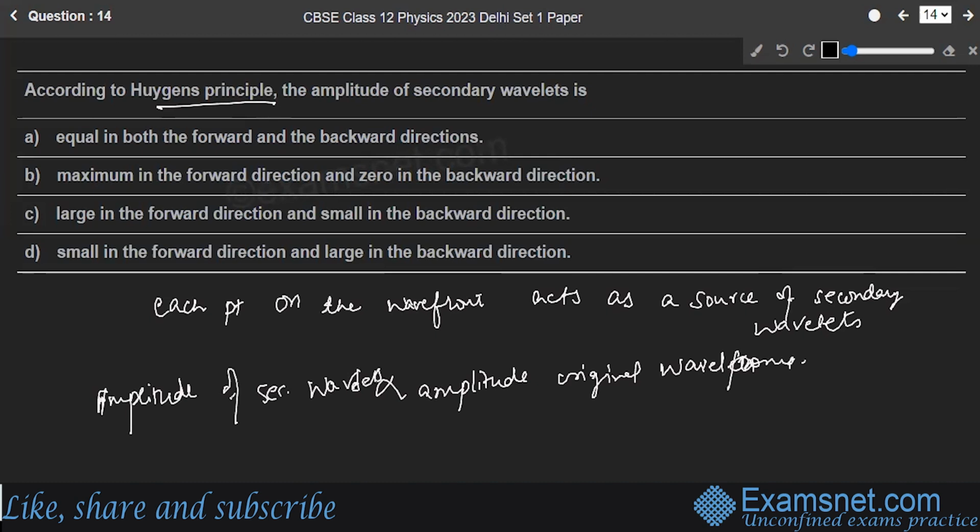Option B is not correct, as it says the amplitude of the secondary wavelets is zero in the backward direction. Then the amplitude of the secondary wavelets relies on the geometry and the shape of the wavefront and may not be the same in all the directions. Therefore, C and D are not necessarily true. So A is the correct one: equal in both forward and backward direction. This is the right answer to the question.